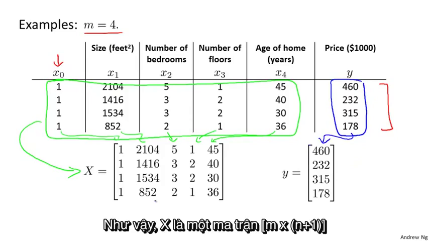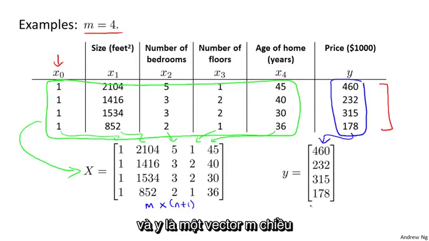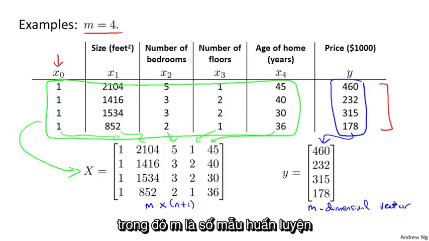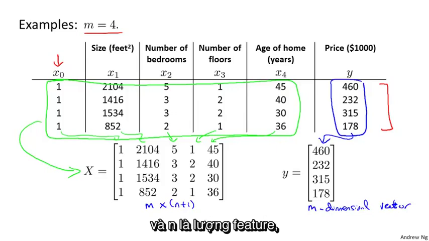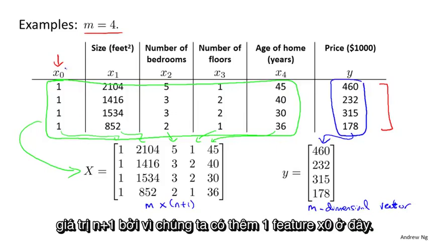So X is going to be an m by n plus 1 dimensional matrix, and y is going to be an m dimensional vector, where m is the number of training examples and n is the number of features, and I have n plus 1 because of this extra feature x0 that I added.